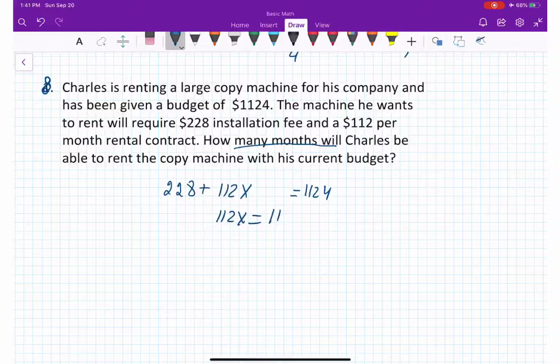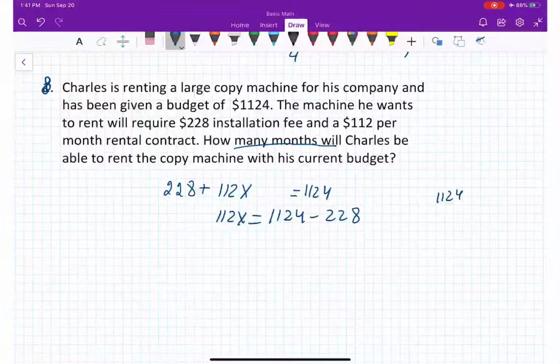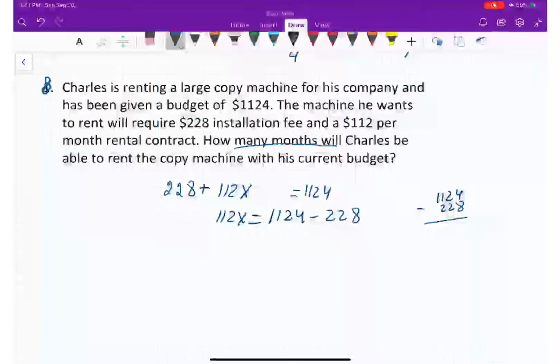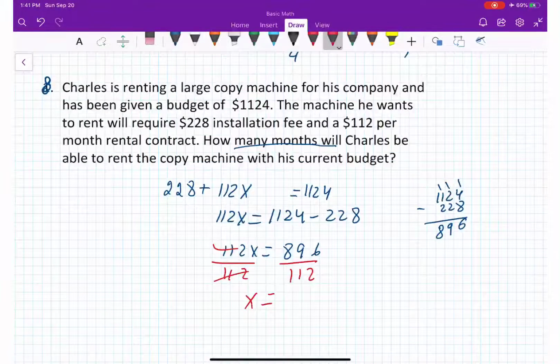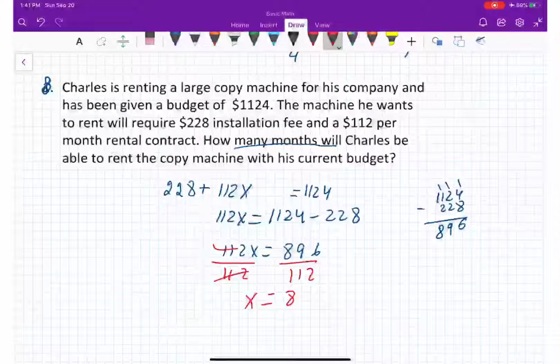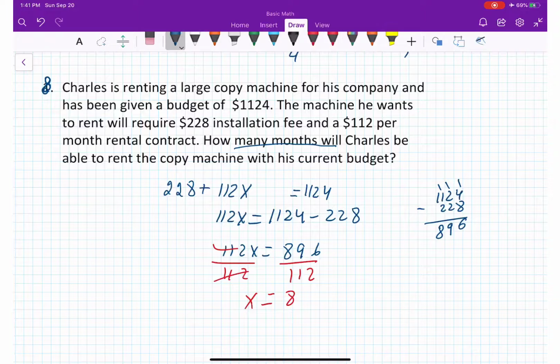Okay, we have it. So 112x is equal to 1,124 minus 228. 1124 minus 228. 14 minus 8 is 6, there is a 1. 11 minus 2 is 9, here is 10. Minus 2 is 8, and that's it, 896. 112x is equal to 896. So we divide by 112. Divide by 112, and x is going to be equal to 8 times. 8 times 2 is 8, 9. Yes, x is 8 times.